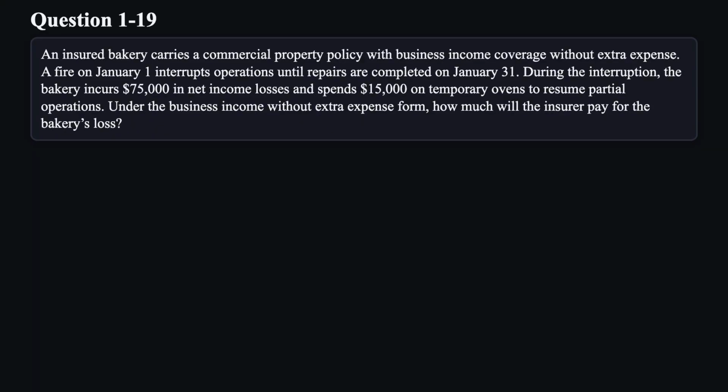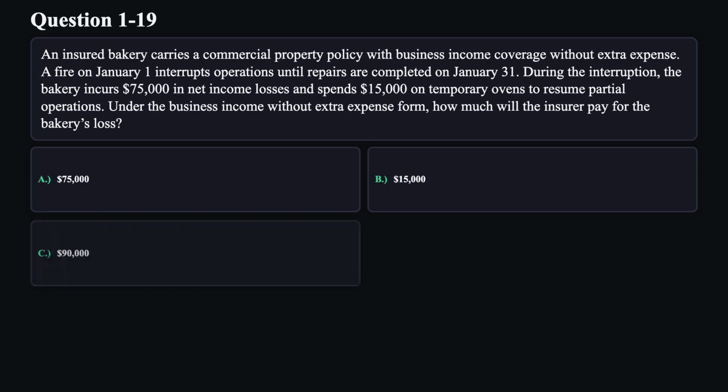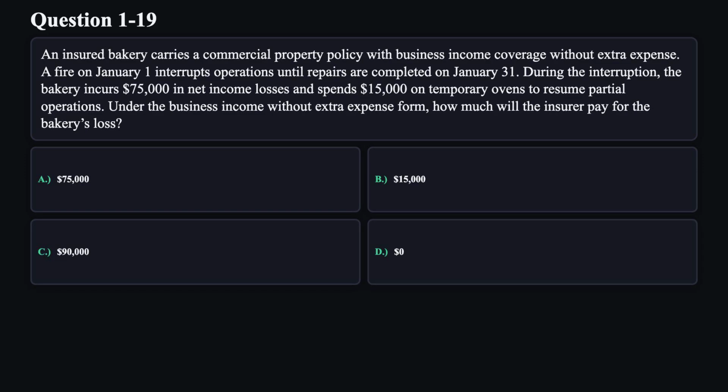Question 19. An insured bakery carries a commercial property policy with business income coverage without extra expense. A fire on January 1st interrupts operations until repairs are completed on January 31st. During the interruption, the bakery incurs $75,000 in net income losses and spends $15,000 on temporary ovens to resume partial operations. Under the business income without extra expense form, how much will the insurer pay for the bakery's loss? A. $75,000. B. $15,000. C. $90,000. D. $0.